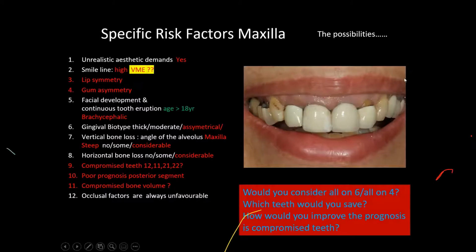Now, the question was, would you consider all on 6 or all on 4? I mean, which two would you say? Which two are important to save? Okay. And how can we improve the prognosis of the compromised teeth? You see, to me, these are very important factors before I consider any diagnostic workup, because what's the use of doing all this when you have all the other issues to consider?